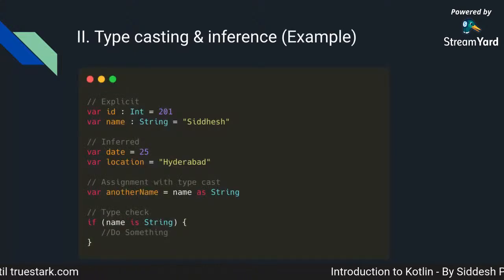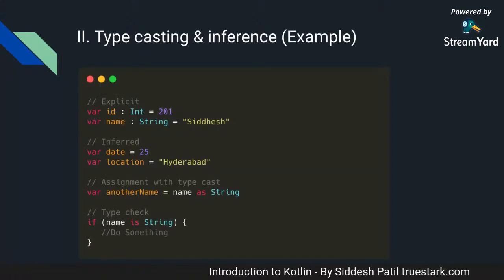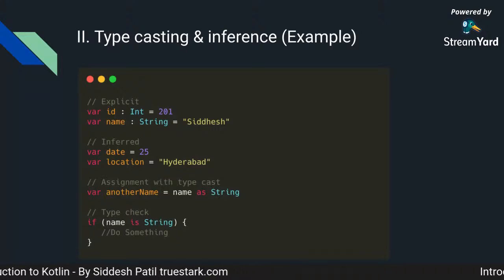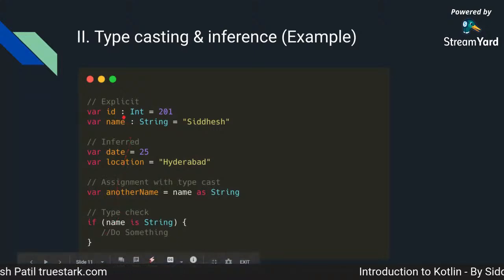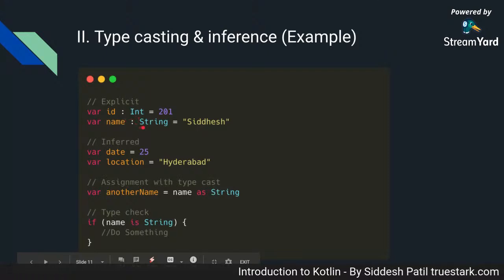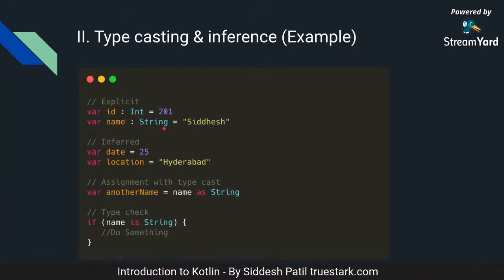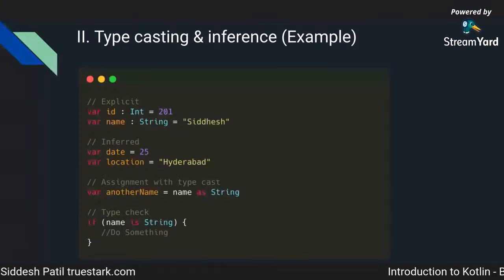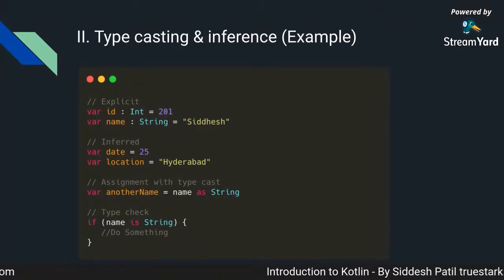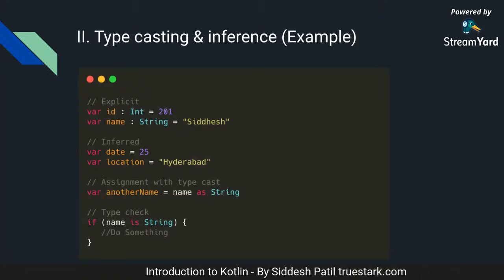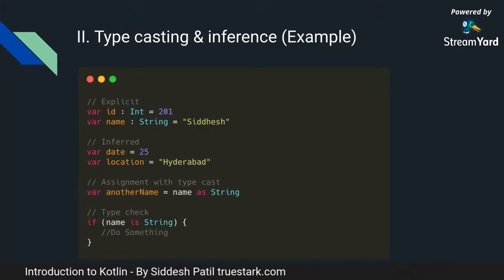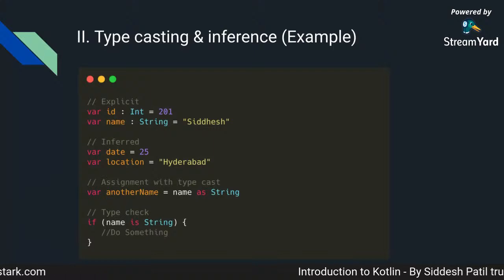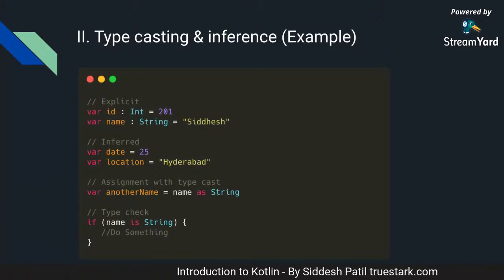So here I have an example. Again, we have the same example, with a name and an ID from the last example. And here, if you notice, I have used this int over here and a string over here with a colon. So what does this mean? This tells the compiler that this variable or value is of this data type. So the compiler doesn't have to figure it out at later stages. So that's what I mean by type inference.